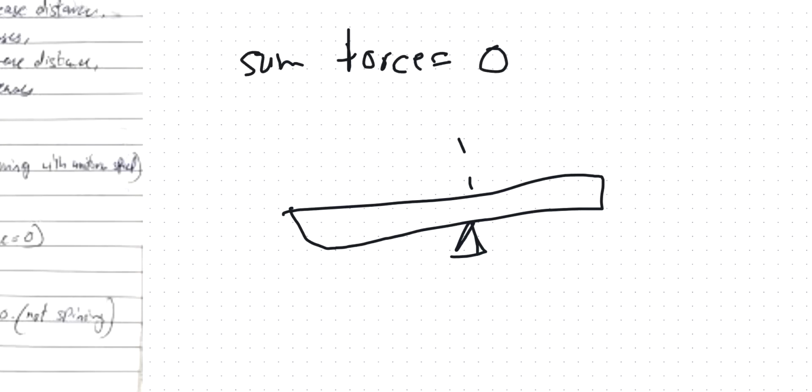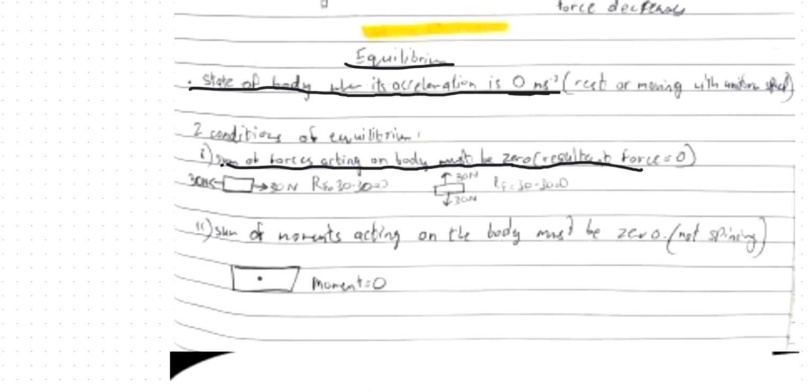This means that the total upward force equals the total downward force, because my object is not moving at all. So the force that is pushing it upwards must be equal to the force that is pushing it downwards as well. So remember, when you are in equilibrium, the resultant force will equal zero.